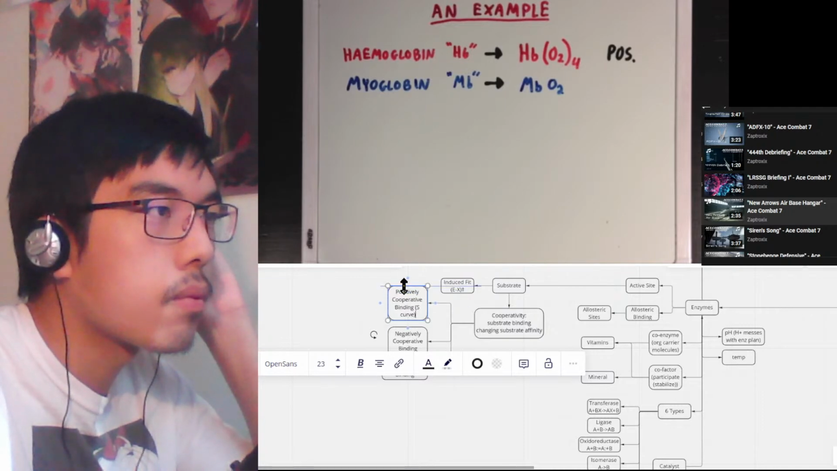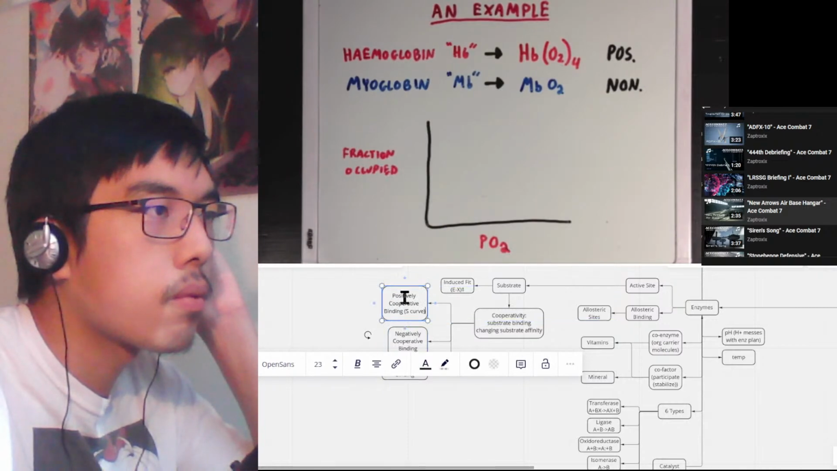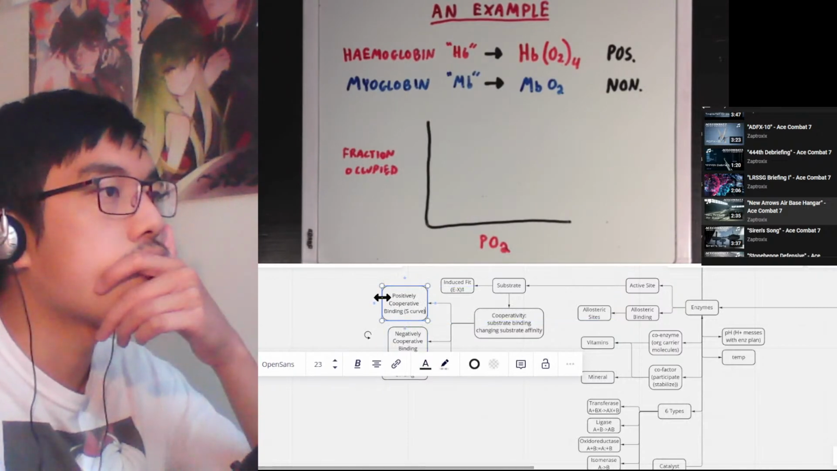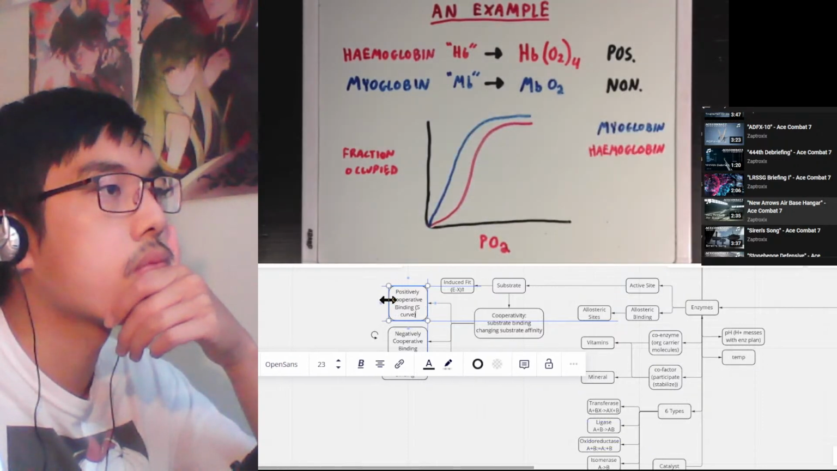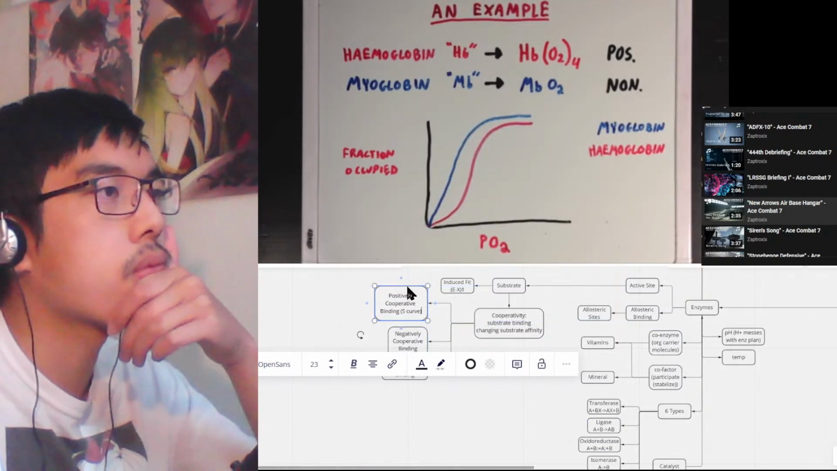And since it can only bind 1, it must exhibit non-cooperative binding, since there's no subsequent substrate to speak of. Now, if we make a graph where we plot the fraction of active sites bound in each of these proteins versus the pressure of oxygen, remember oxygen is our substrate here, and since it's a gas, we're going to use pressure instead of concentration, you can see that the red sigmoidal curve associated with hemoglobin's positive cooperative binding looks different from the blue hyperbolic curve associated with myoglobin's non-cooperative binding.